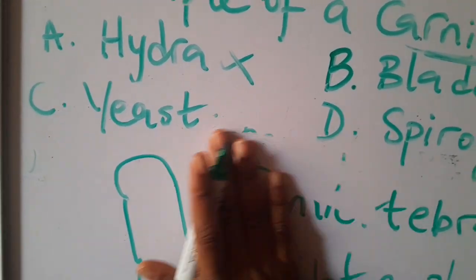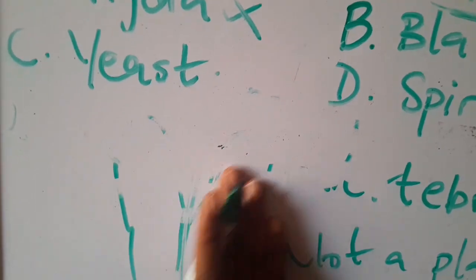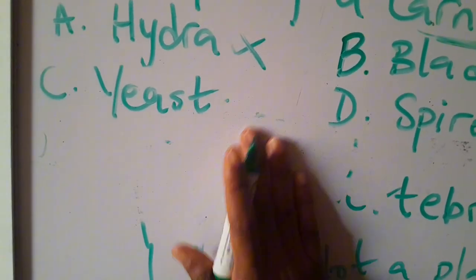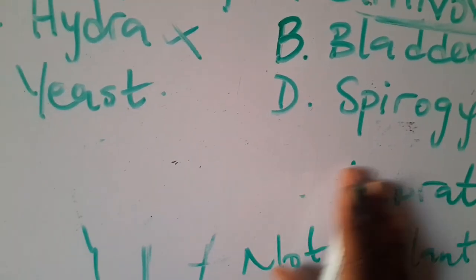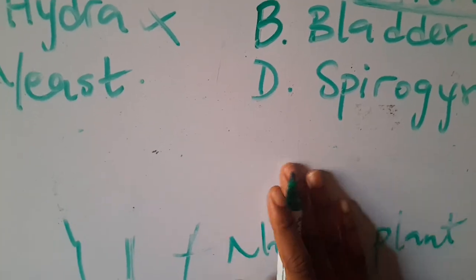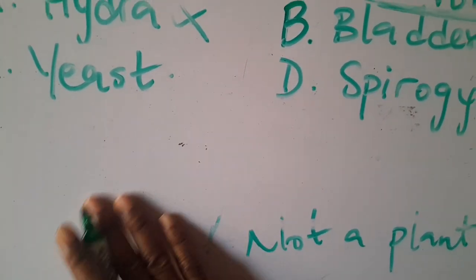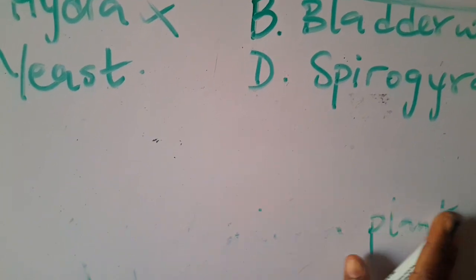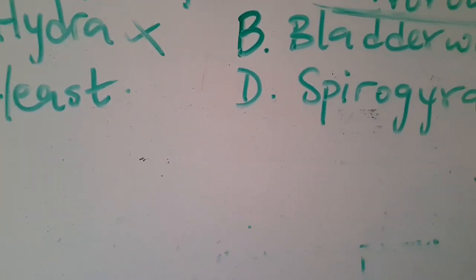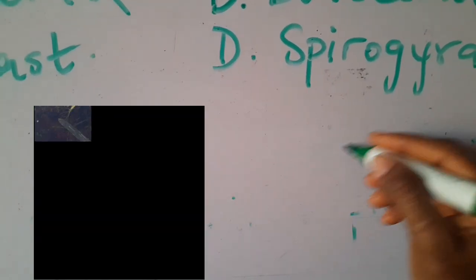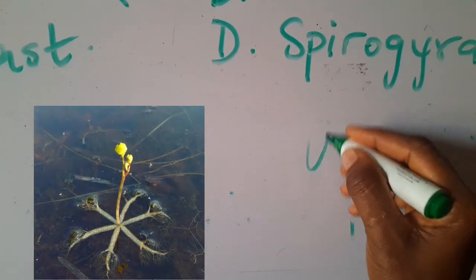What is yeast? Yeast is a type of fungi. Yes, it's a type of fungi. And you know that fungi, they belong to their own kingdom. They are not under kingdom Plantae. You can also use yeast in baking and all that. Can also improve the eyesight. Then the bladderwort, yes, that's the one I said. We also call it utricularia.